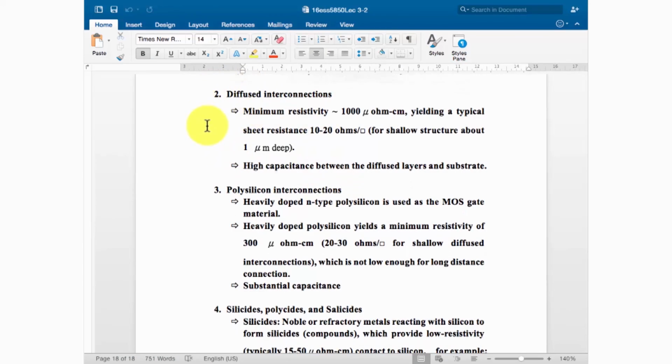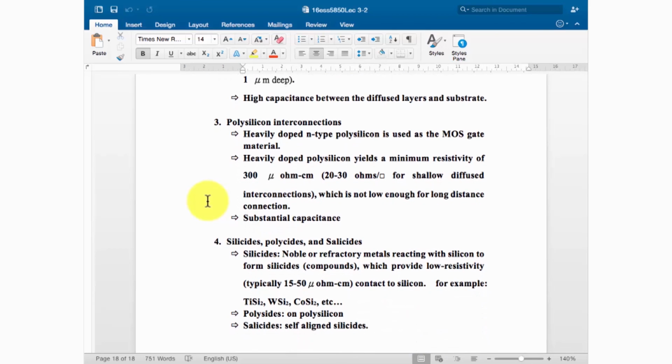If you want to connect the signal from one side to the other side, it's better to use metal instead of diffused silicon material, because diffused silicon can give you a very high resistivity. High resistivity can cause several problems, like high power consumption and slower signal transmission time. You just spend more time to transmit your signal. These are typical problems for diffused interconnection.